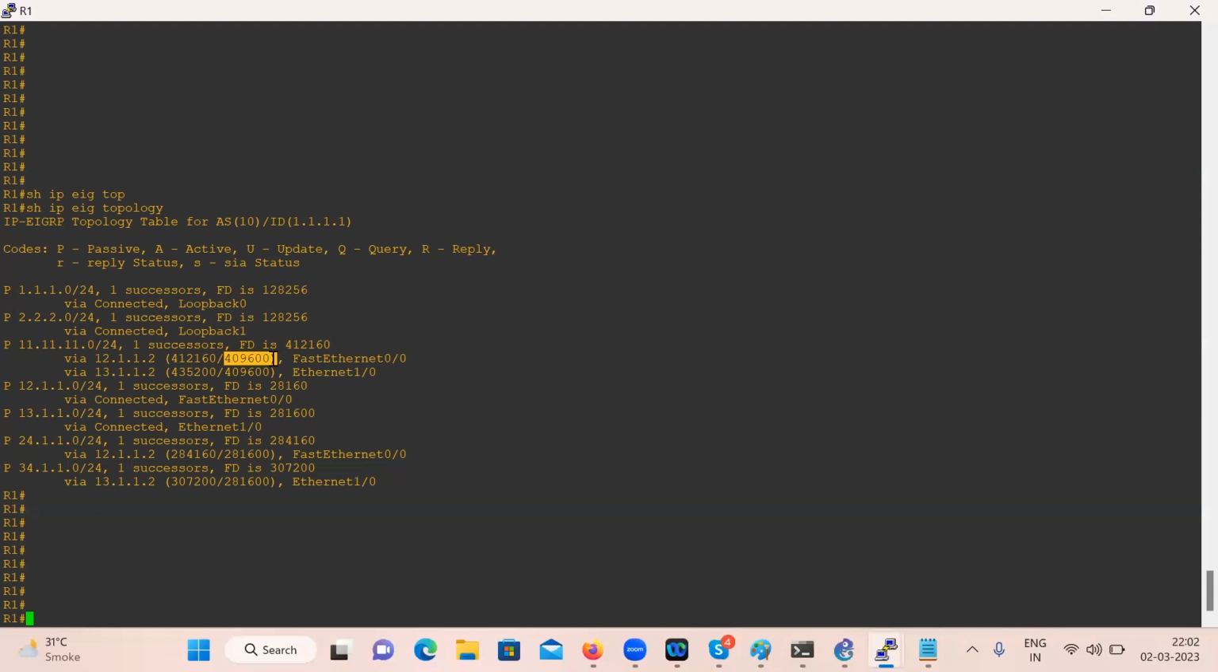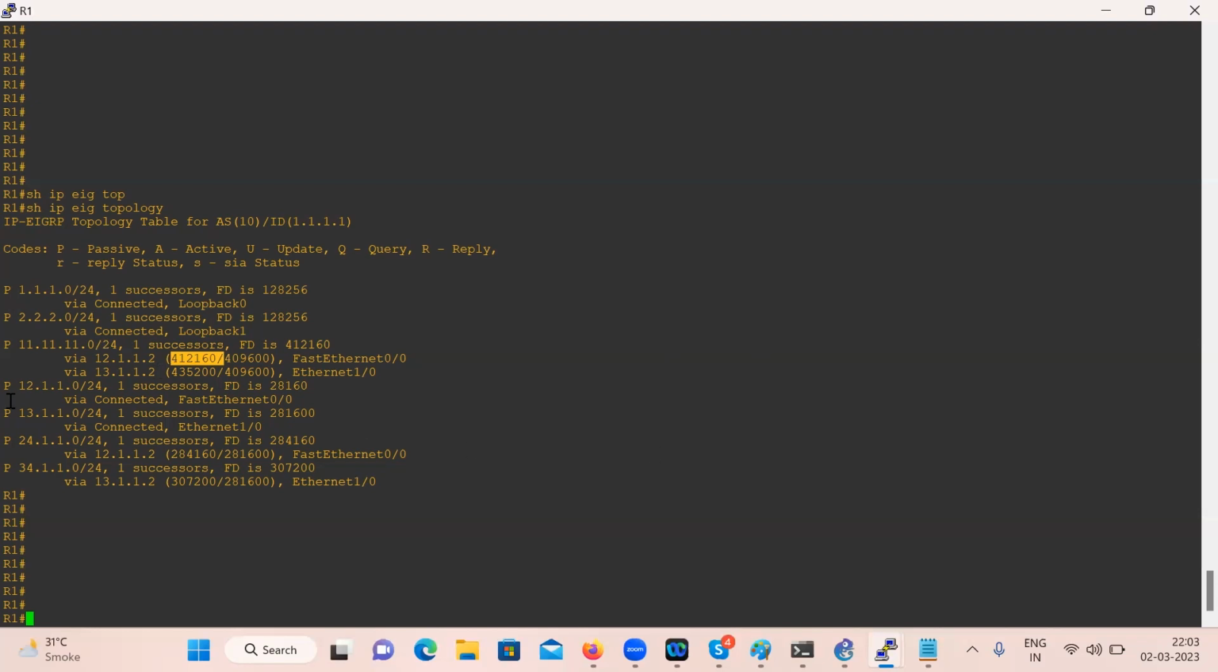this one. If you want to know about your neighbor distance, subtract this value from this value. Okay, you will get your neighbor distance. Why? Because neighbor distance plus advertised distance is equal to your feasible distance. That is the complete distance. Okay, if you want to know the neighbor distance, what you have to do? You have to subtract the advertised distance from the feasible distance.